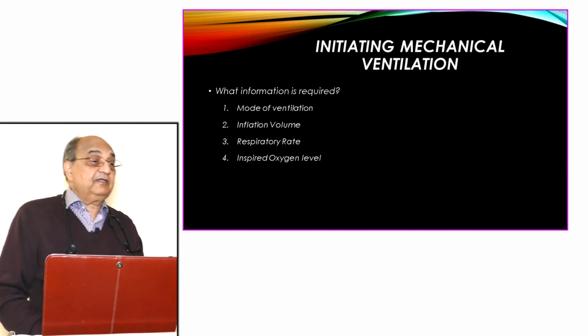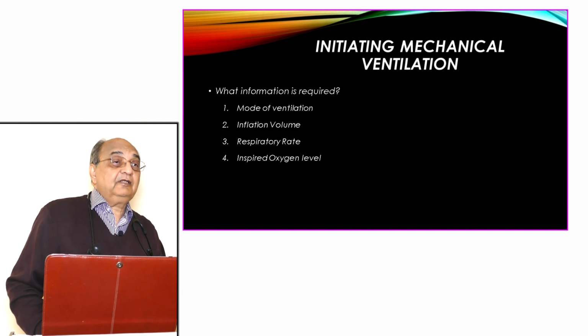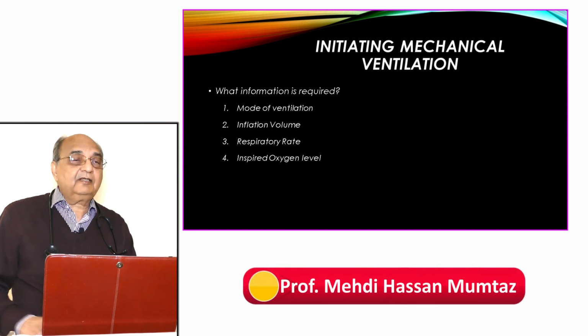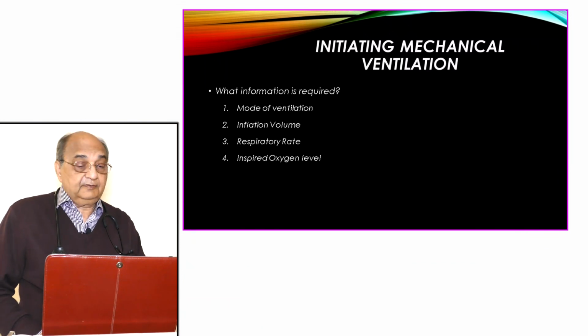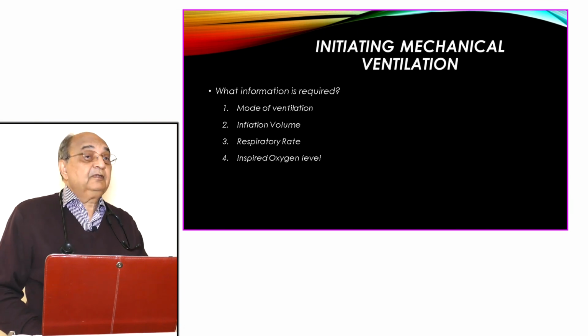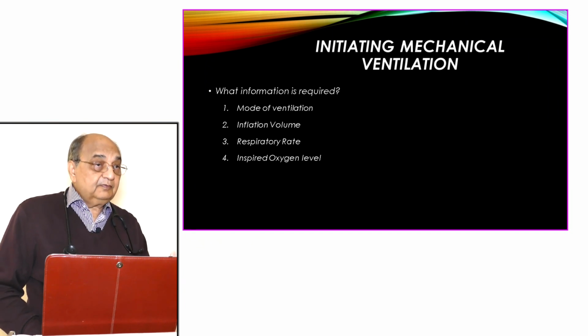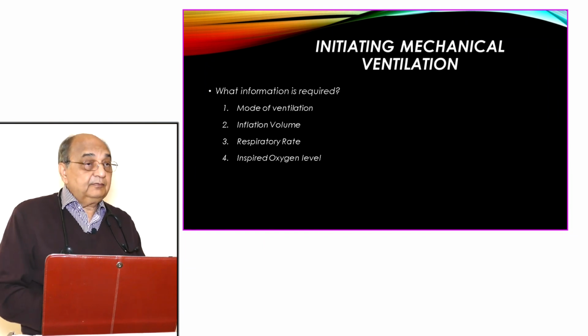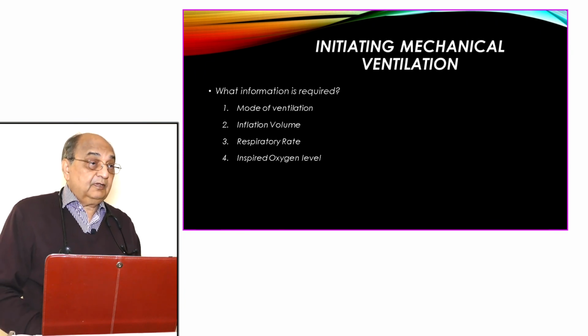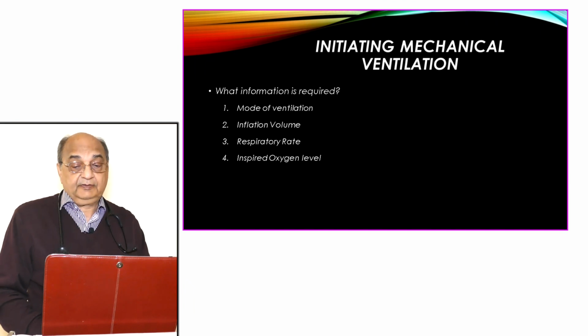Then the third thing is the respiratory rate. At what rate are you going to ventilate? 12 per minute, 20 per minute, or 15 per minute? You should have already decided according to the present parameters or blood gas levels. Then the inspired oxygen level. What percentage of oxygen are you going to give? Are you going to ventilate on 30%, 40%, 50%? All of this should be in your mind. One is the mode of ventilation, second is the volume of ventilation, third is the respiratory rate, and the fourth is FiO2, the fractional inspired oxygen concentration.